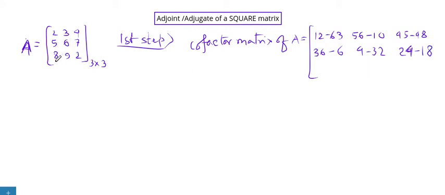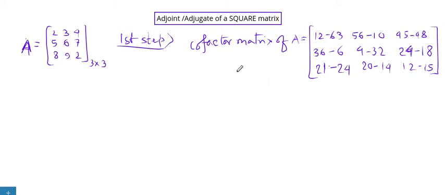Then come to the third row. The cofactor of 8 would be 21 minus 24. Then the cofactor of 9 would be 20 minus 14, and the cofactor of 2 would be 12 minus 15.